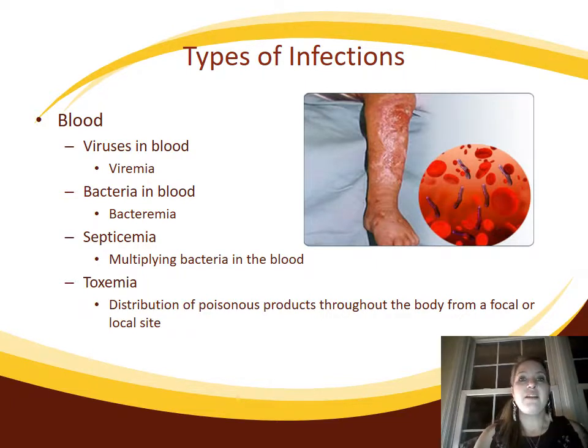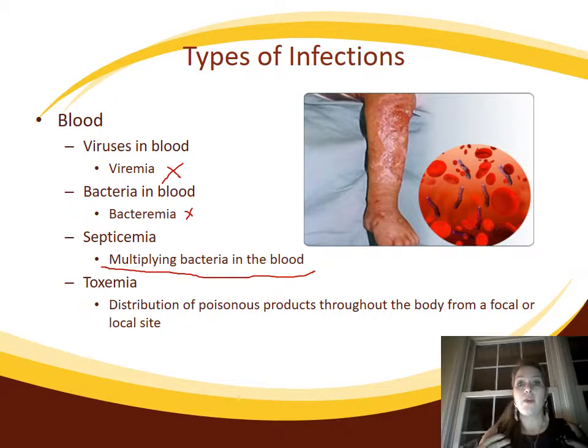You can have blood infections. If you have viruses in your blood, it's referred to as viremia. If you have bacteria in your blood, it's referred to as bacteremia. And septicemia is when those bacteria that make it into the blood start to multiply in the blood and grow and thrive. Multiplying bacteria in the blood, you've got septicemia.